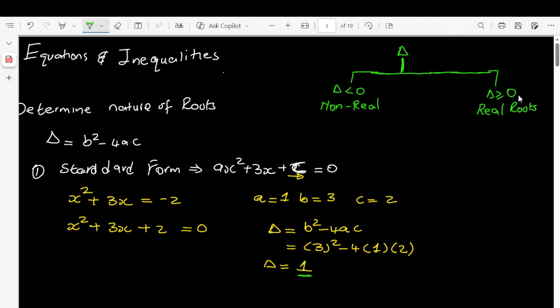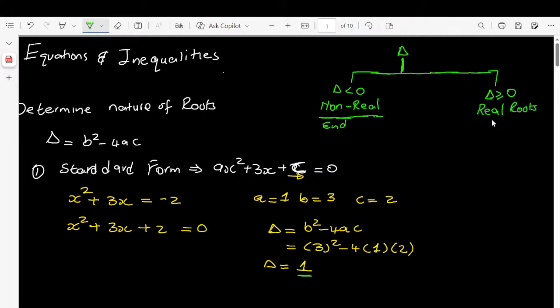If you don't understand the map now, please just stay with us. As we move, you're going to understand how this map works. So if your discriminant is greater than or equal to 0, we say the roots are real roots. If it's less than 0, this is where we stop. The map will end here. This is the end.